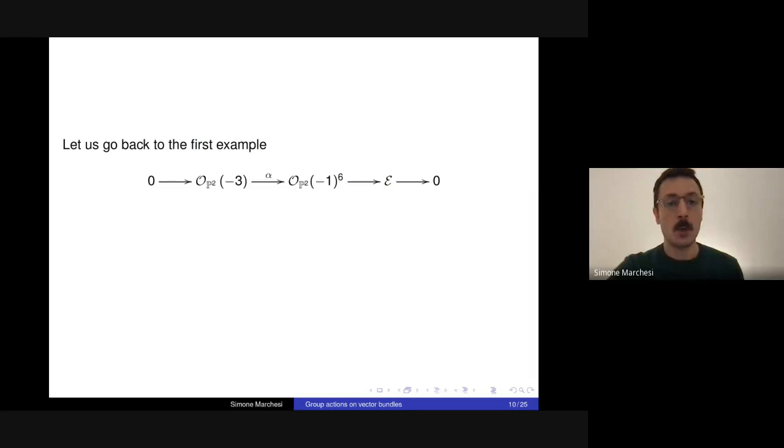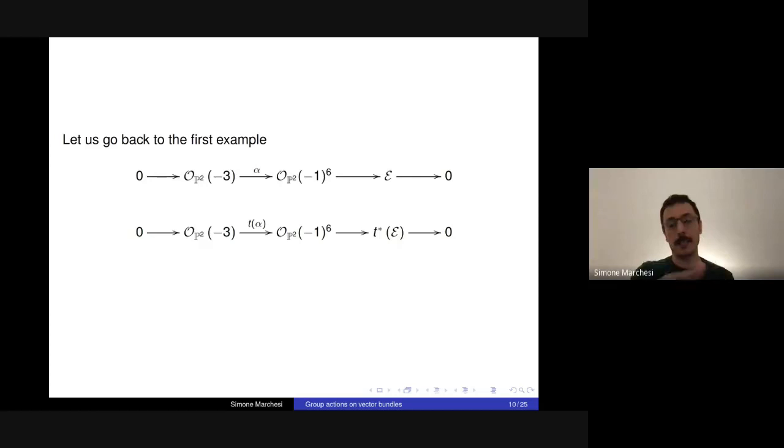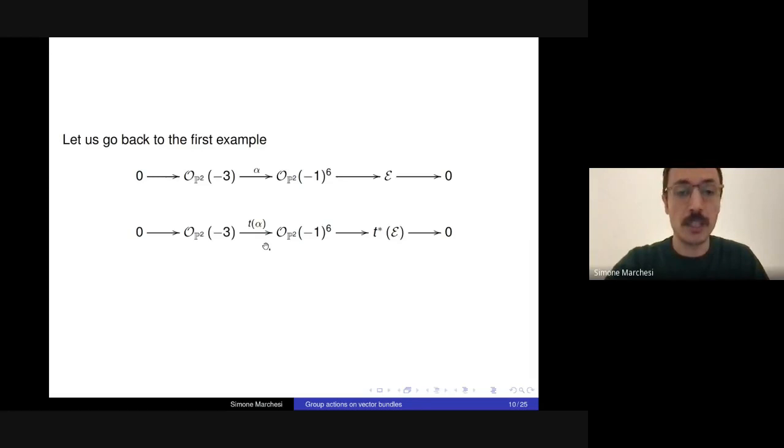So let's apply a change of coordinates. Let's apply the action of the projective linear group. We have this new bundle, which is defined by the matrix where we apply the change of coordinates in the defining matrix, in this matrix of the resolution. This is the meaning of this T alpha.